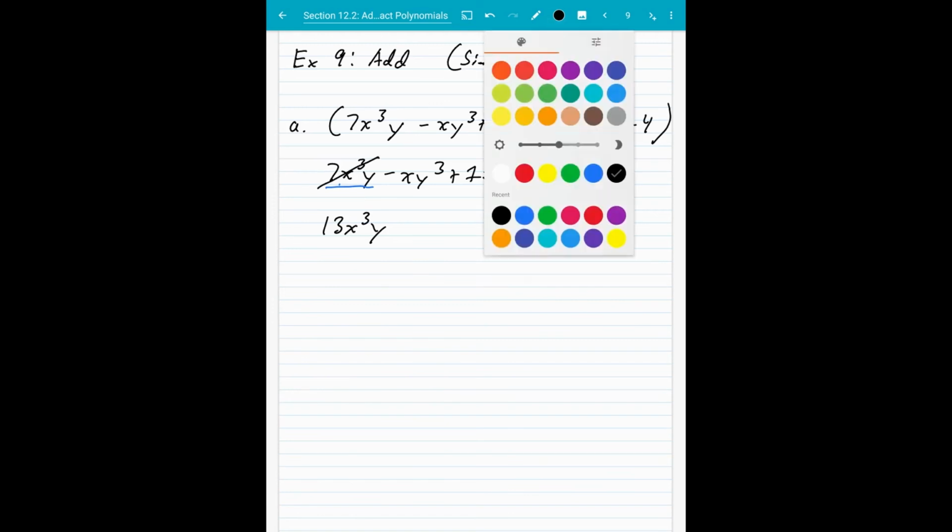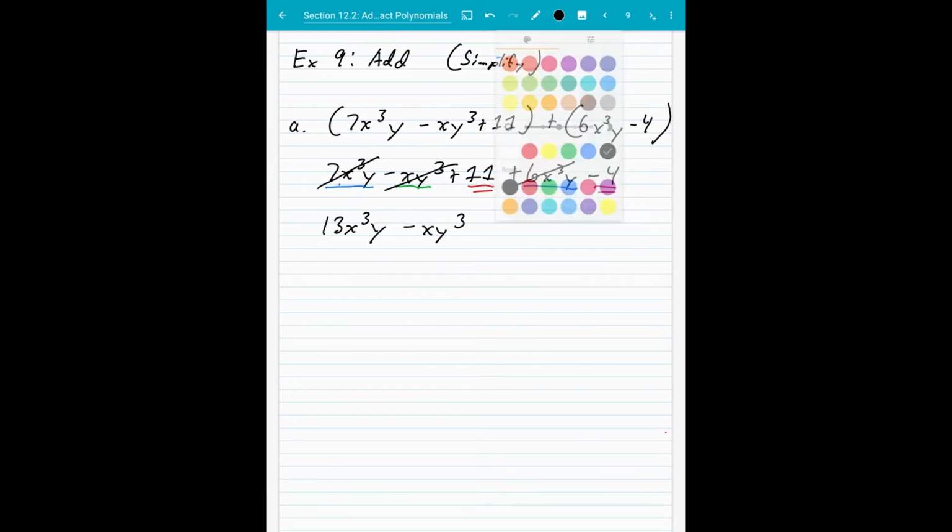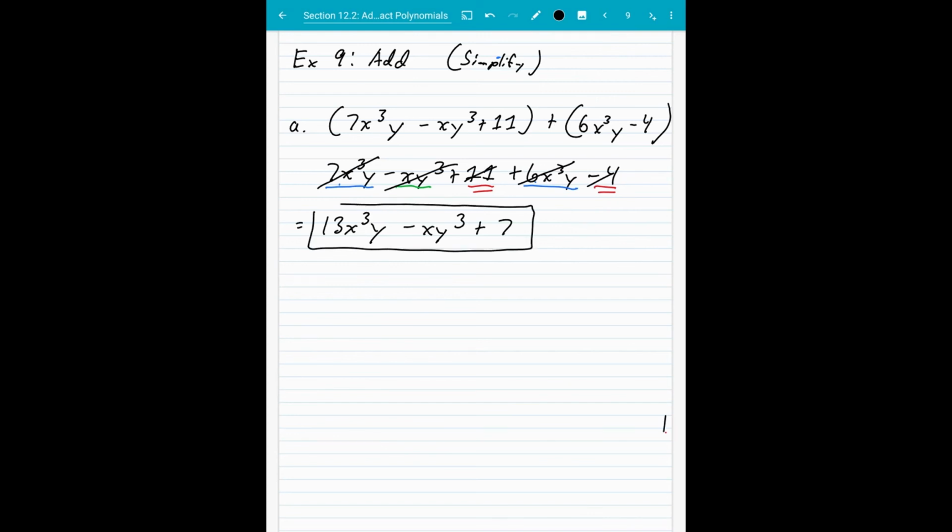Let's go to the next one. This one is different. It's xy to the third. There's no other xy to the thirds, so we can just write minus xy to the third. Get that out. Finally, 11 minus 4, that makes 7. And there you have it. All simplified into one polynomial. So we added two separate polynomials together.